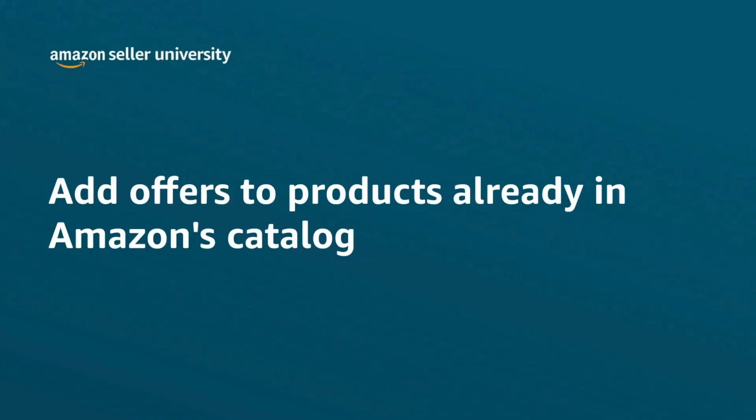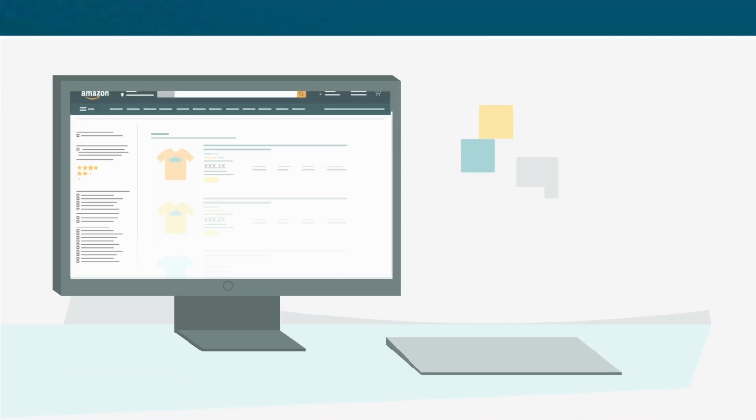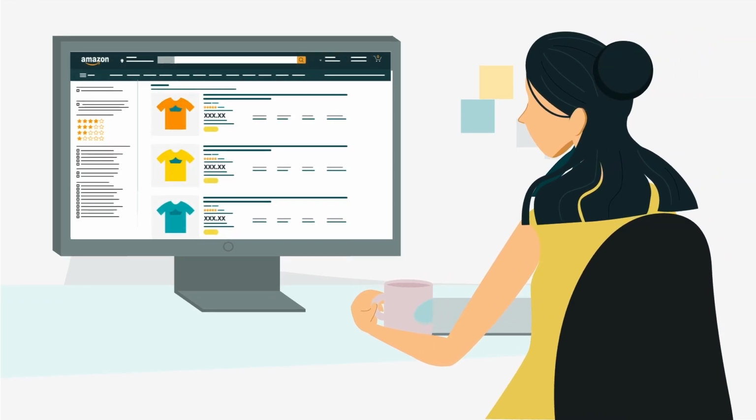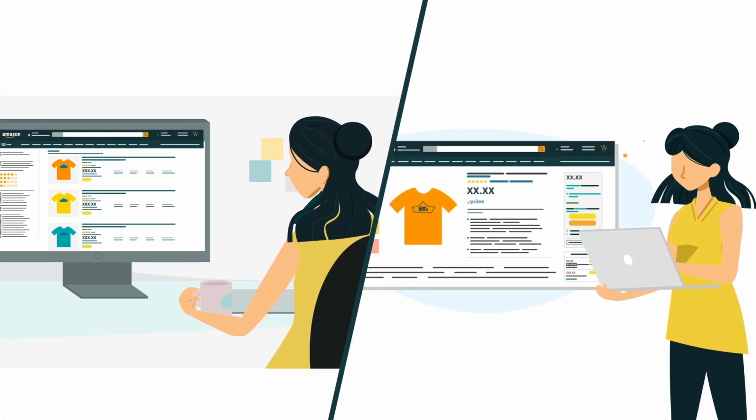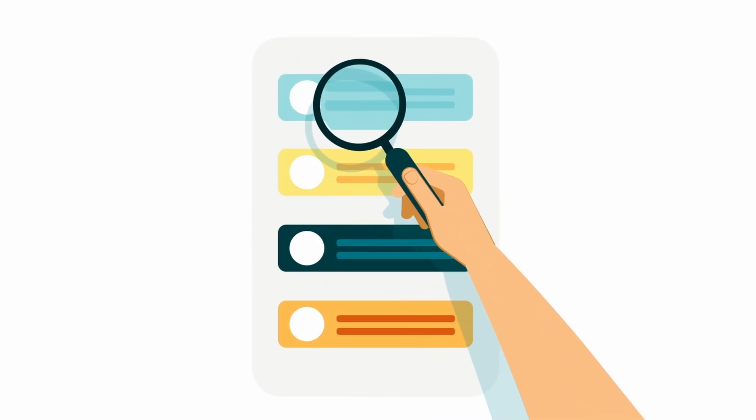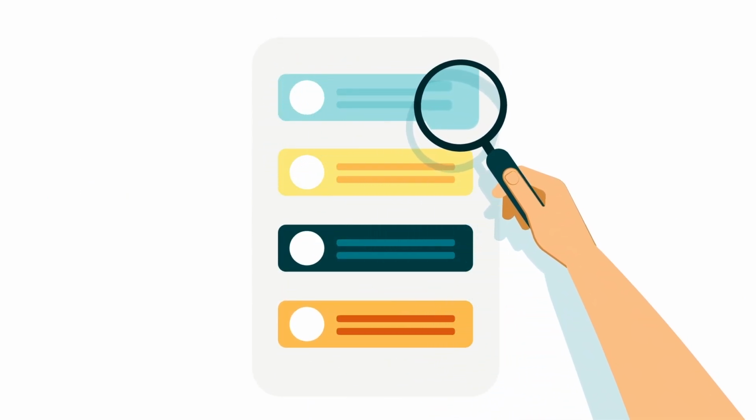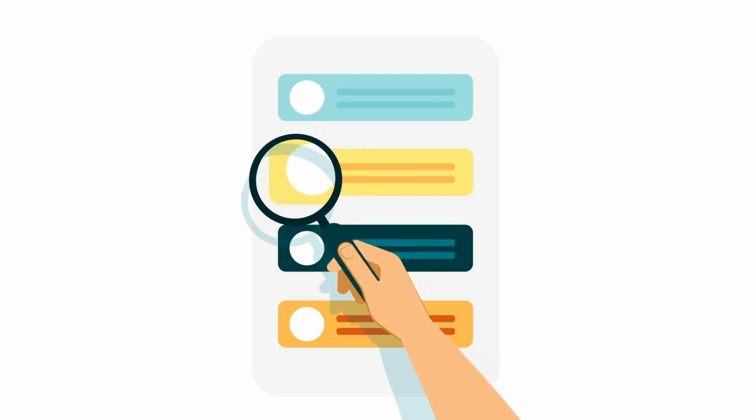Welcome to our training Add Offers to Products Already in Amazon's Catalog. You'll need to upload and list your products in Seller Central to sell them in the Amazon store. In this video, we'll review step-by-step instructions for listing products one at a time using the Add Products tool.